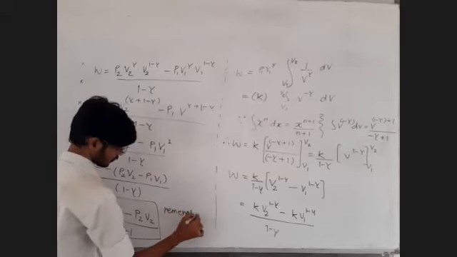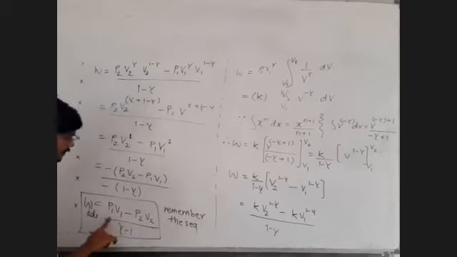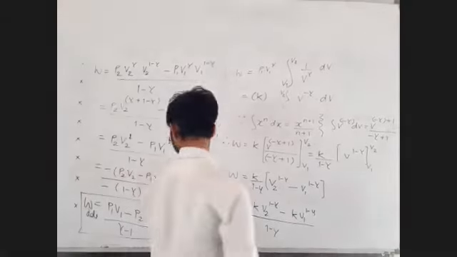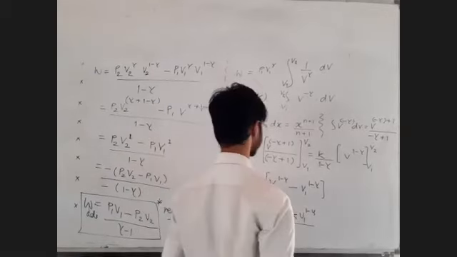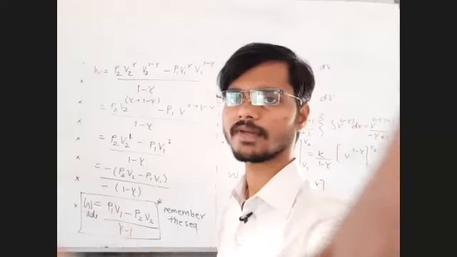Remember the sequence. It is P1 V1 minus P2 V2 upon gamma minus 1. Okay, tell me, is this formula clear to you? Will you be able to remember it? P1 V1 minus P2 V2 upon gamma minus 1. Very simple thing it is now.